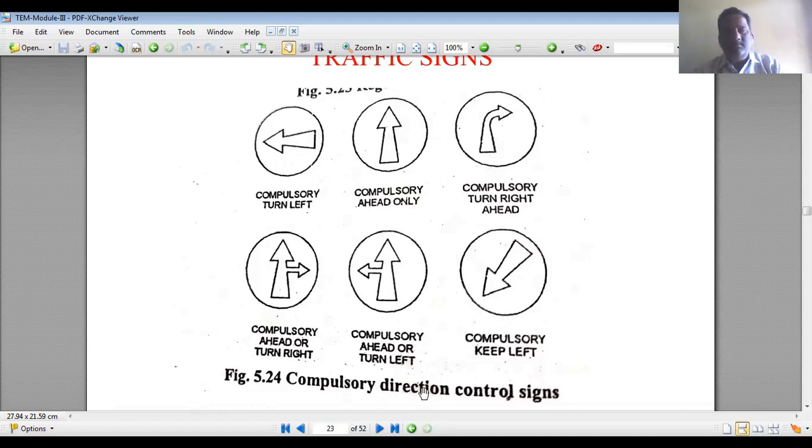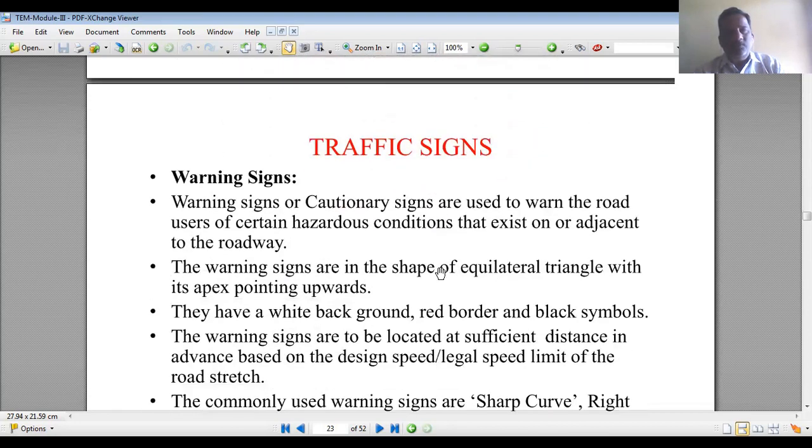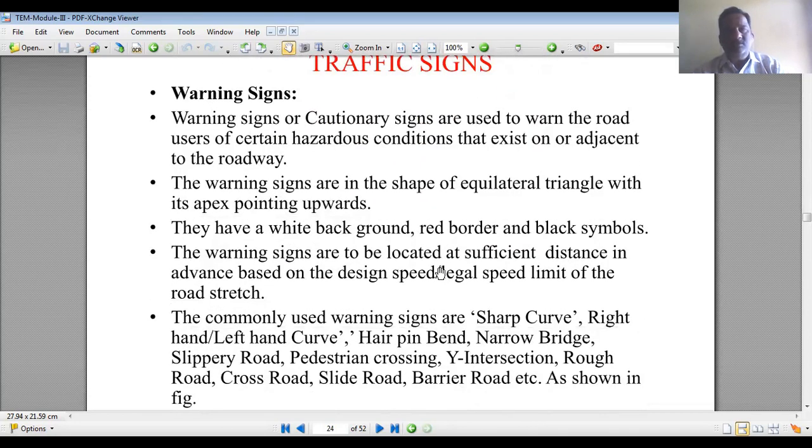So these are the compulsory direction control signs which come under prohibitory, mandatory or regulatory signs. Next, warning signs. Warning signs are cautionary signs. This is the second category of traffic signs. Second type, warning signs or cautionary signs.